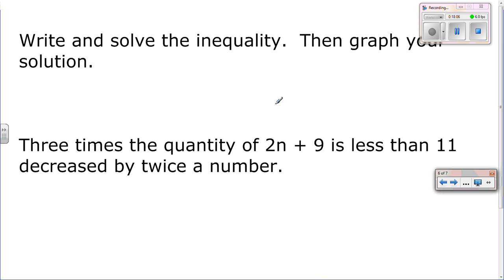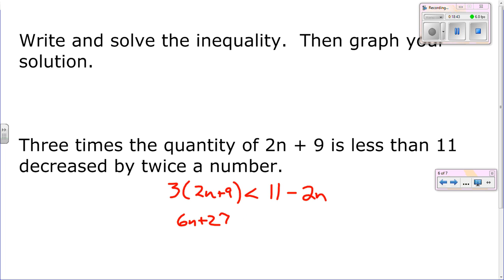Example 2, write and solve the inequality, then graph your solution. 3 times the quantity of 2n plus 9. So that's 3, and then anytime it says times the quantity, it means that you put it in parentheses. So 2n plus 9 goes in parentheses. Then is less than 11 decreased by twice a number. Now we distribute the 3. It gives you 6n plus 27 is less than 11 minus 2n.